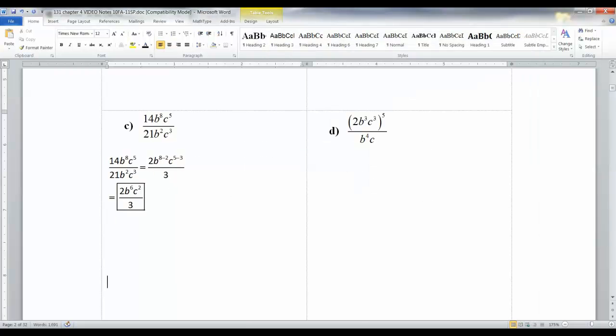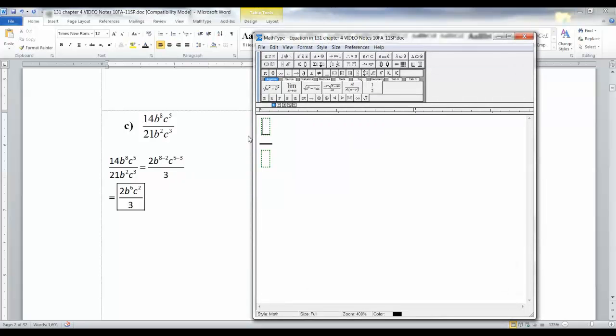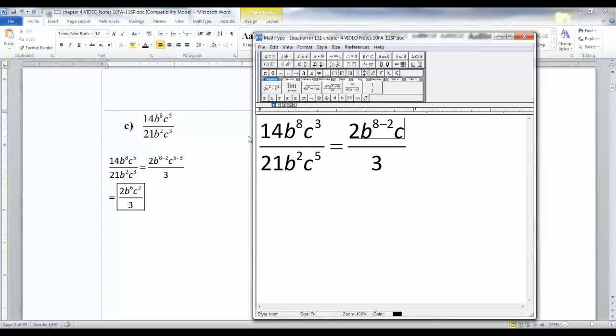Just for the record, I'm just sitting here thinking of this. If it had been 14 b to the 8, I guess you can add this in, 21b squared c. If I had c to the third over c to the fifth, like that, you'd still do the 2 over 3, you'd still do the b to the 6, b to the 8 take away 2, just like the other ones, and you do c to the 3 take away 5, like that.